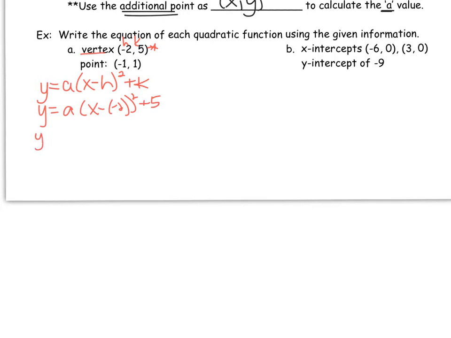And then I'm just going to clean that up really quick. The double negative makes a positive, so let's make sure that that is simplified on the inside. We need to calculate the a value. What that means then is we'll take that second point and we're just going to plug in for x and y. And then we have some work to do. If we substitute in 1 for y and -1 for x, we still have that a value that's missing in the equation.